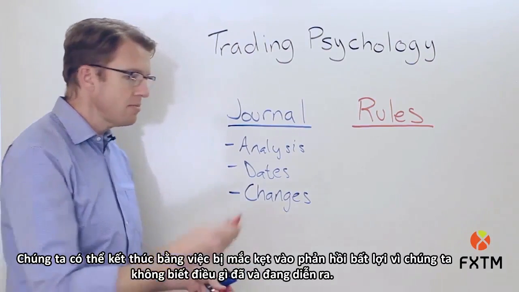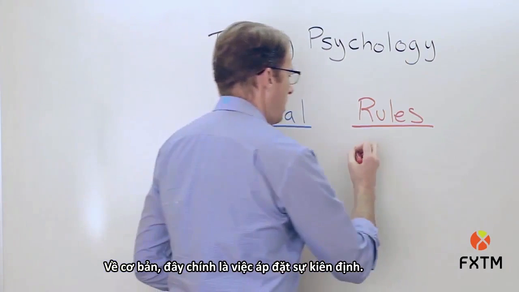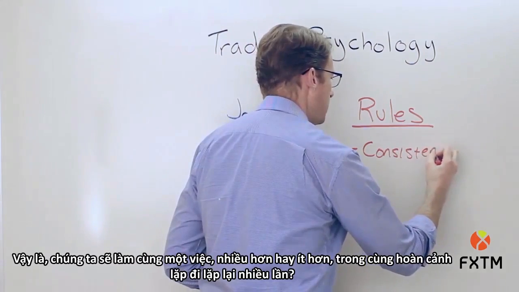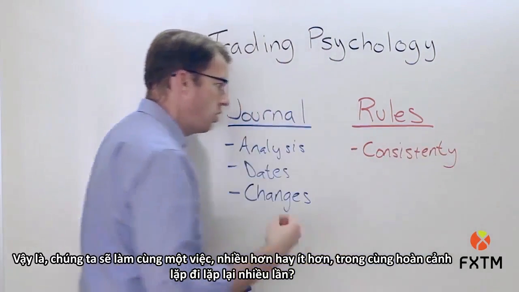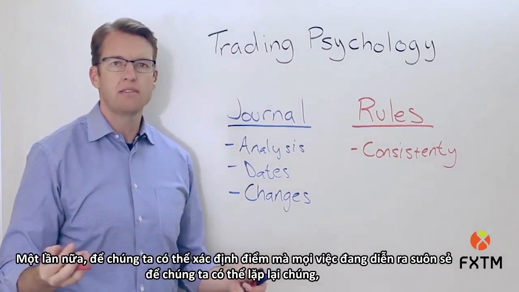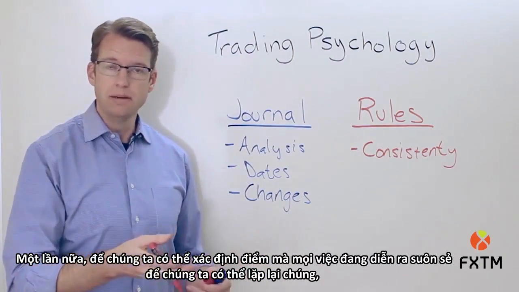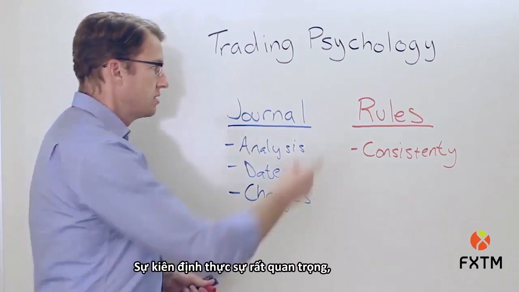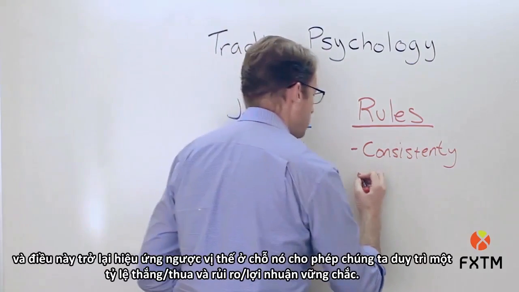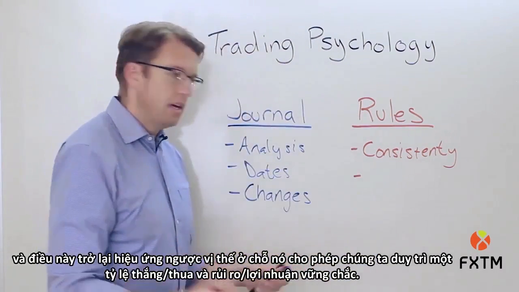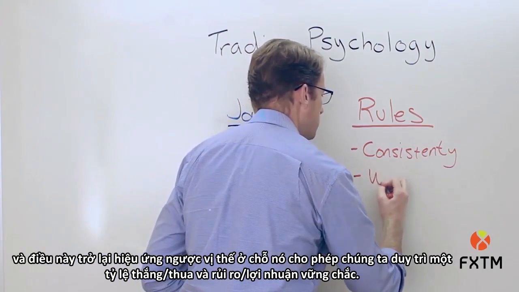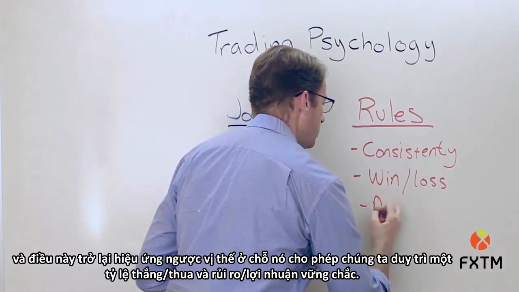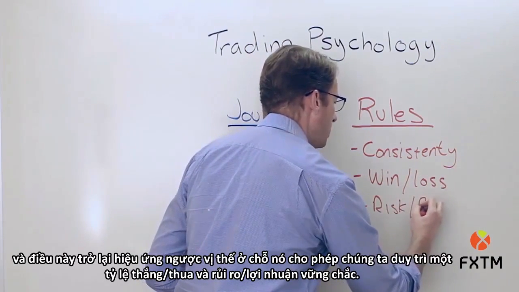Now, the rules are another one. This is basically a matter of just imposing consistency. So are we doing the same thing, more or less, in the same circumstances over and over again? Again, so that we can identify where things are going well, so we can repeat them, and where things may not be going very well, so we can avoid them or adjust accordingly. Consistency is really key, but number two, and this goes back to the disposition effect, is that it allows us to maintain a much more healthy win to loss and risk to reward ratio.